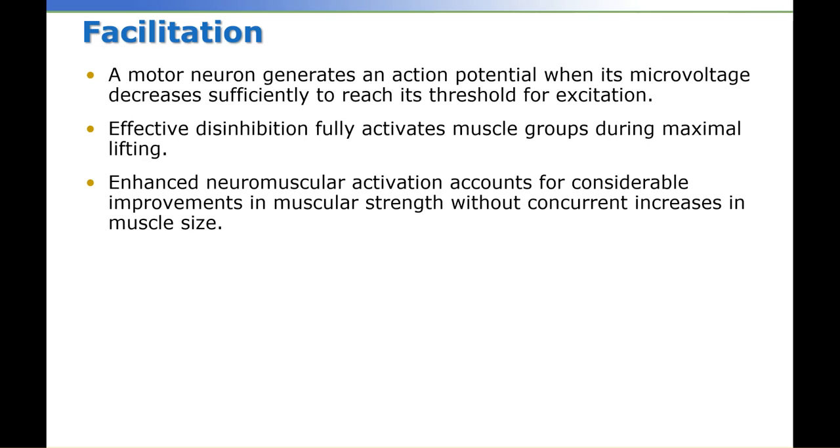All right, so this is a motor neuron. A motor neuron generates an action potential when its microvoltage decreases sufficiently to reach its threshold for excitation, effectively disinhibiting. This disinhibition fully activates muscle groups during maximal lifting. Enhanced neuromuscular activation accounts for considerable improvements in neuromuscular strength without concurrent increases in muscle size.